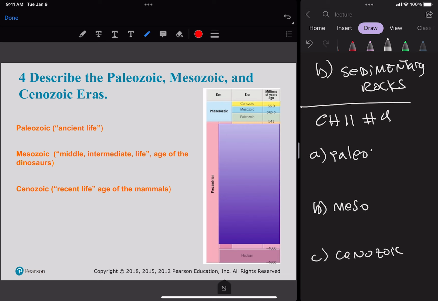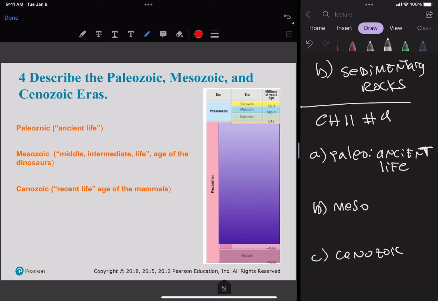So first, Paleozoic means ancient life. Well, actually, we're going to look at this in the next chapter. But this is where you get the evidence of the first easily recognizable remains of fossils, so ancient life, fossils with hard parts and teeth.